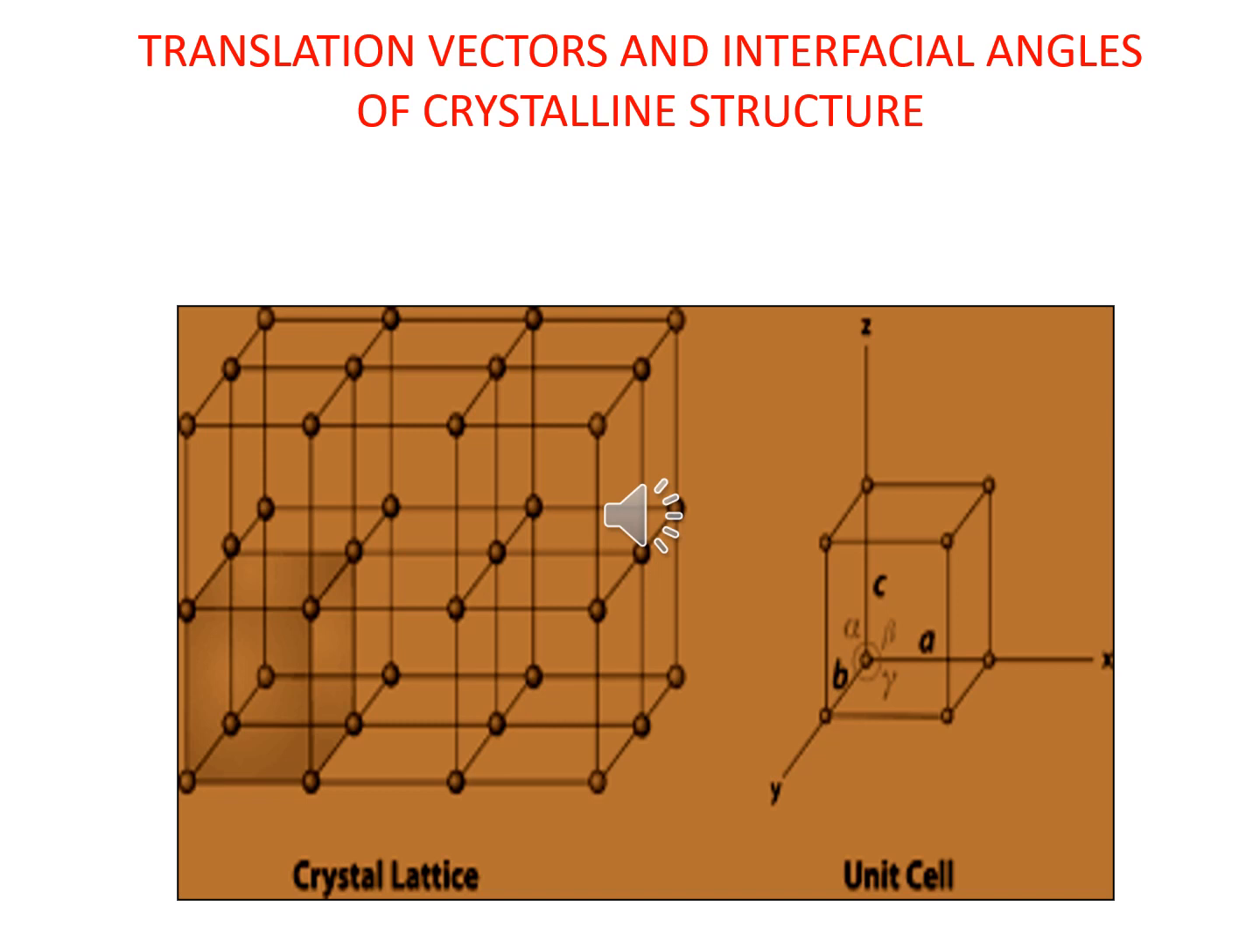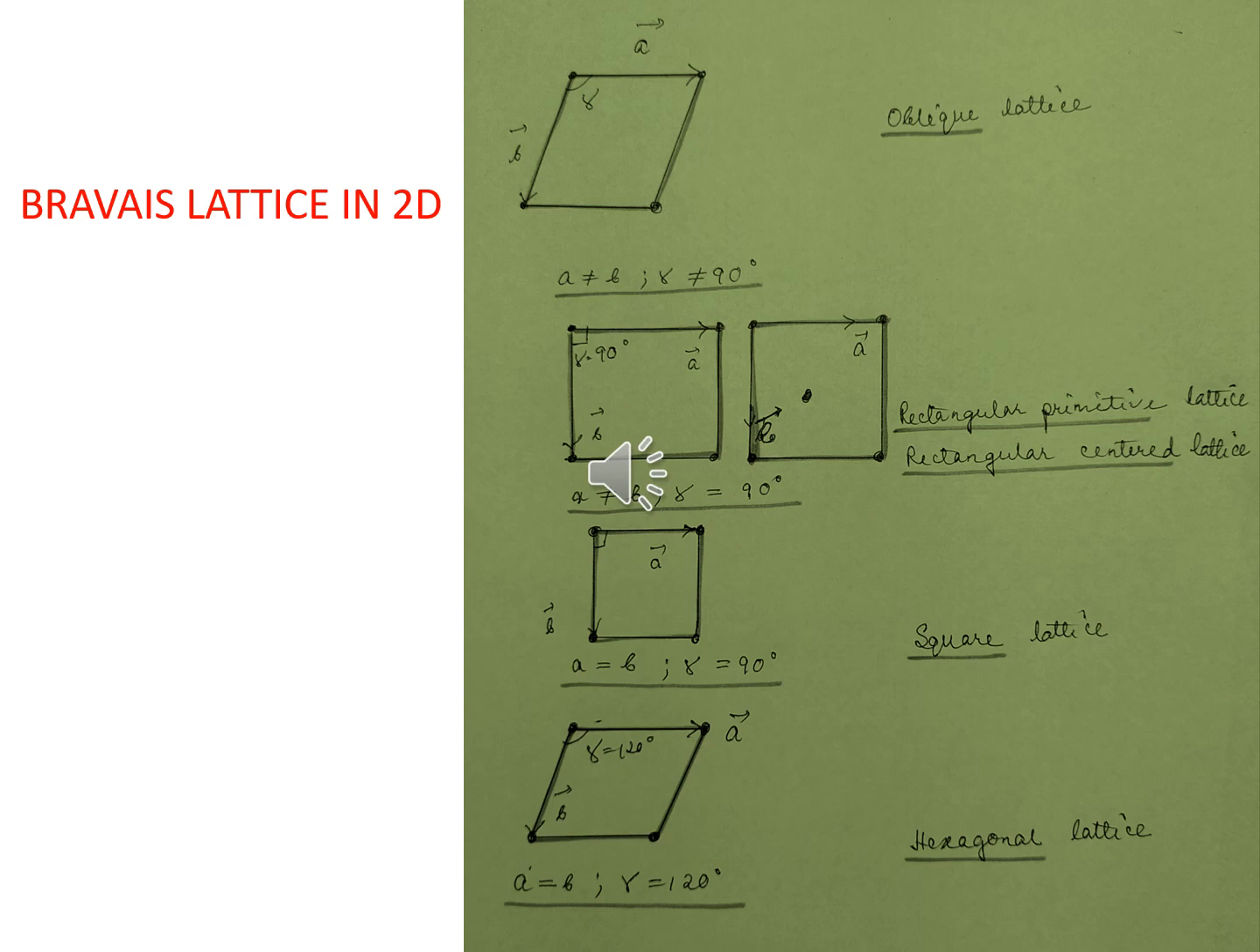And depending on the values of alpha, beta, gamma and a, b, c, we have different Bravais lattices. In 2 dimensions we have 5 Bravais lattices, and in 3 dimensions we have 14 Bravais lattices in total. And all the shapes of the Bravais lattices depend on the values of a, b, c and alpha, beta, gamma. So next, let us have a look at the Bravais lattices in 2 dimensions.